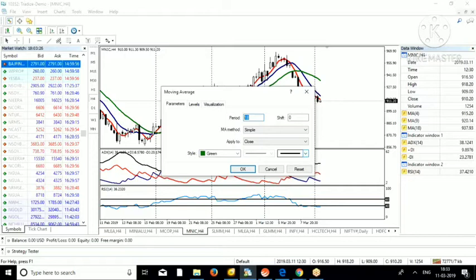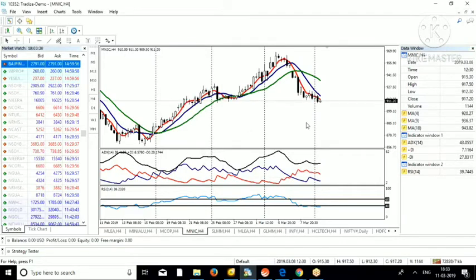So these three moving averages are basically denoting the average price for the previous 4 candles, 9 candles, and the green one is for the previous 18 candles.